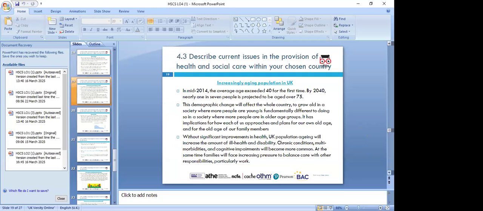Okay, so age is a factor. Without significant improvement in health, UK population aging will increase the amount of ill health and disability. Chronic conditions, multi-morbidities, and cognitive impairments will become more common. At the same time, families will face increasing pressure to balance care with other responsibilities, of course, because when you're a mother, you have 3, 4 children, you are going to work, you are busy, sometimes you don't even have time for yourself and take good care of yourself and all that.